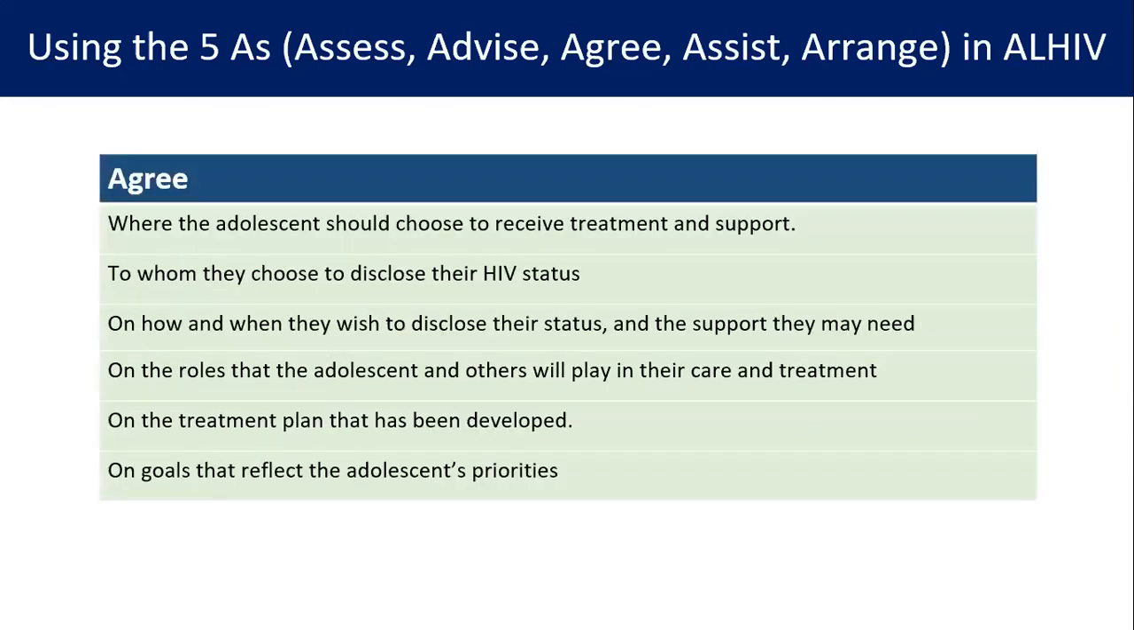And then we agree. After explaining all those things, the patient needs to agree on to whom they choose to disclose, and how and when they wish to disclose their status, on the role that the adolescent and others will play in their care and treatment, and on the treatment plan that has been developed, on goals that reflect the adolescent's priorities, and the patient needs to agree.